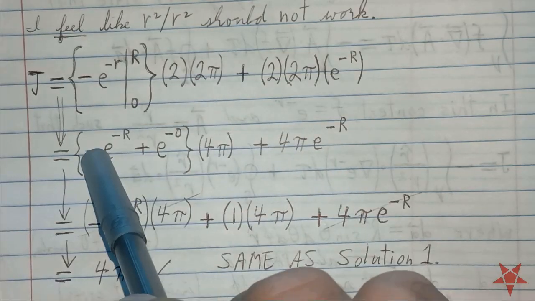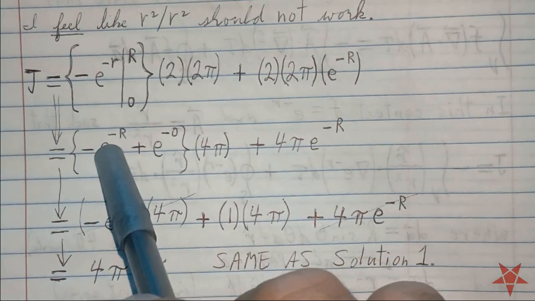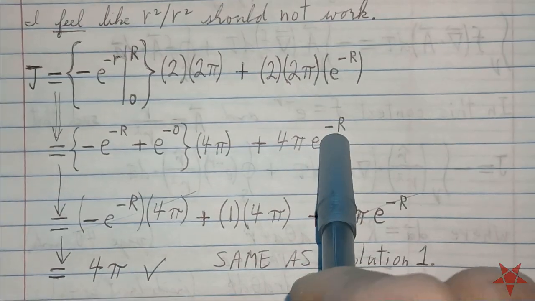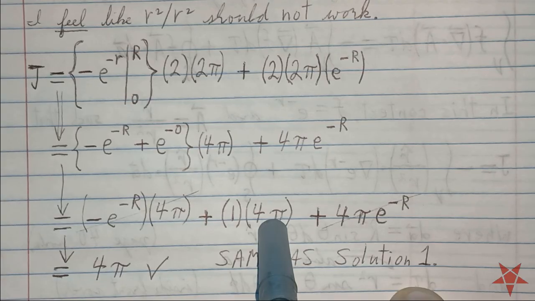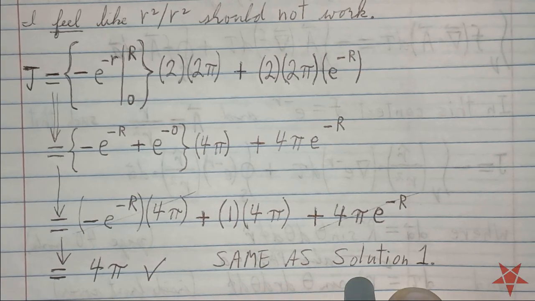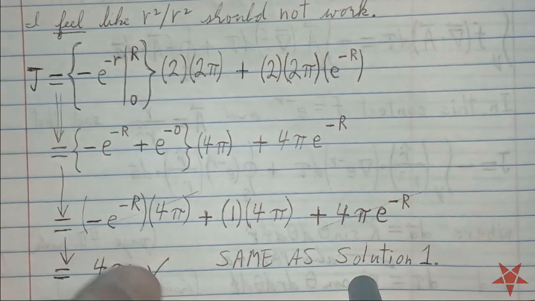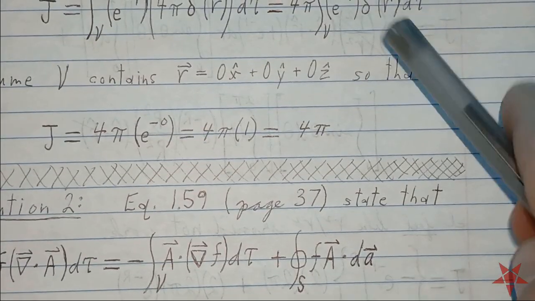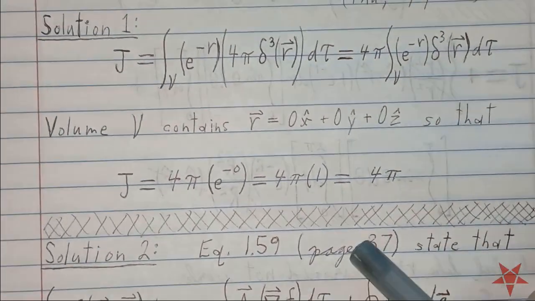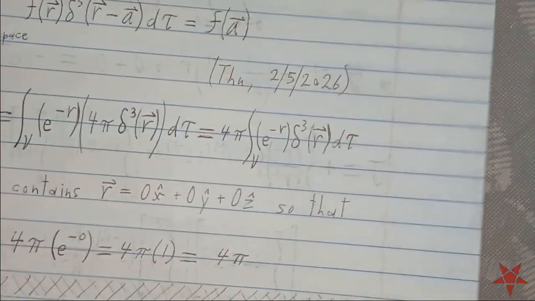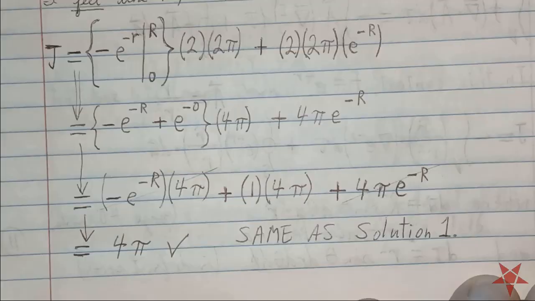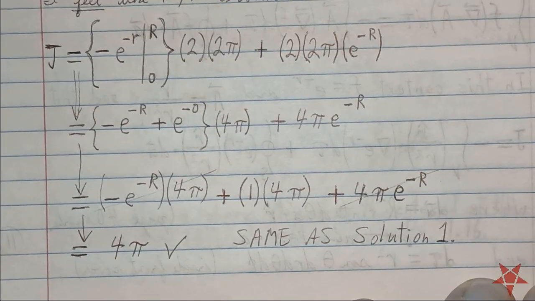The 4 pi e to the negative r terms combine. One's negative, one's positive, and they both cancel out. We have 4 pi times 1, and that is the same as the solution that we got on the previous page of my notes. Let's see. Whoa, this thing lined up. Solution 1 gives us 4 pi, and on the opposite side, the second solution comes out to 4 pi.